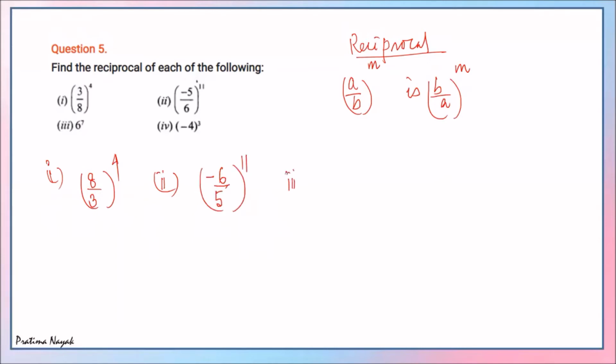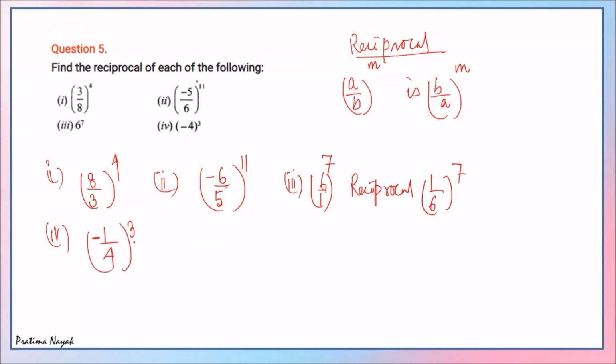Third one, 6 to the power 7. 6 means 6 by 1, so its reciprocal will be 1 by 6 to the power 7. Coming to the fourth part, it will be 1 by 4, but the negative will be in the numerator. So this is the reciprocal of minus 4 to the power 3.